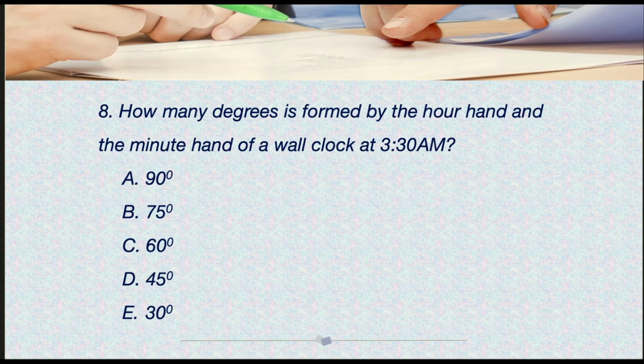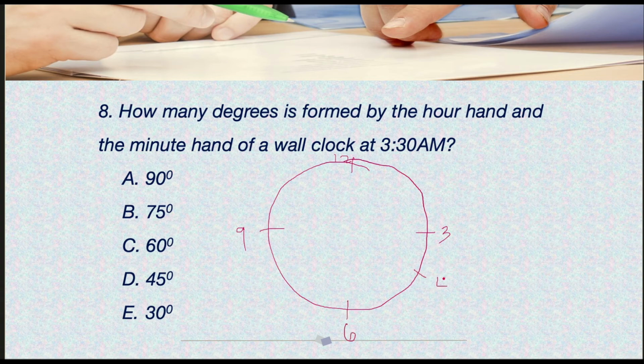How many degrees is formed by the hour hand and the minute hand of a wall clock at 3:30 a.m.? You could answer this directly by drawing a wall clock. So I think you know that here is 3, here is 9, here is 12, and here is 6, and here is 4, and here is 5. I know you know what we mean by the hour hand. This is the shorter hand. Okay, and the minute hand is the long hand of the wall clock. So 3:30, where is 3:30? Here is the long hand. Where is 3:30?